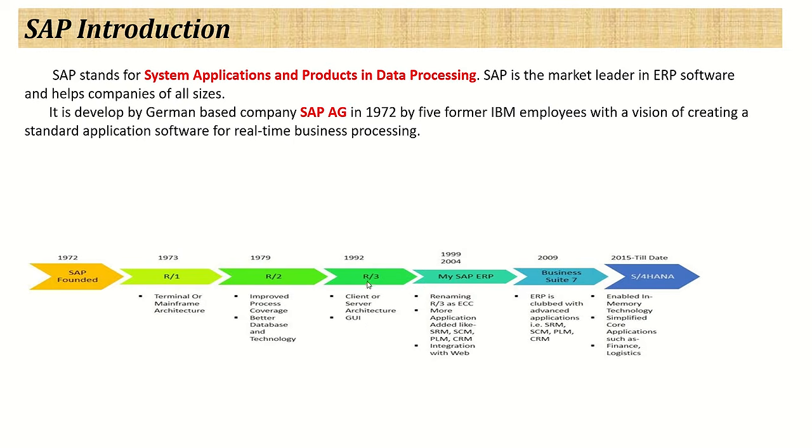Okay, so the biggest success in the SAP history was when they launched SAP R3. What is R3? I will explain. That is a client-server based architecture. And after some additions, in 1999 to 2004, they renamed it as SAP ECC. So this is the success product of SAP. With this product, they captured almost 60-70% of the ERP market.